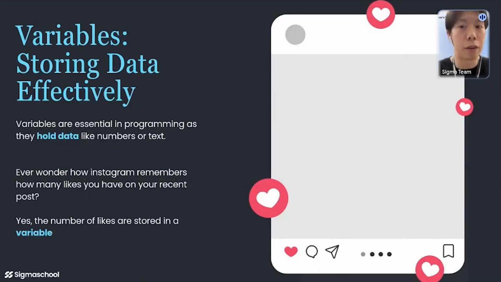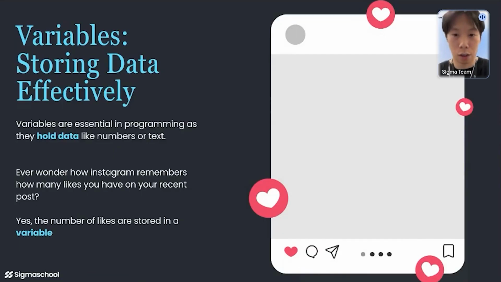So what is variables? Variables are basically storing data effectively by holding the data in place. Variables are like containers that you store information inside. You can store numbers or you can store text. It is very essential for every programming language. Any language out there uses variables, and we're going to walk through examples of how JavaScript uses variables, right?